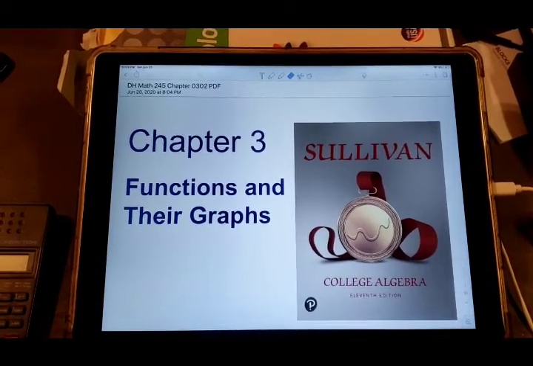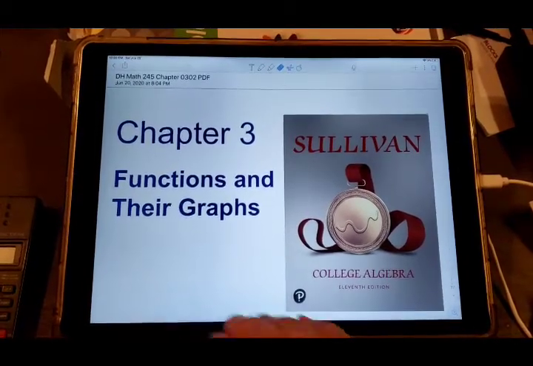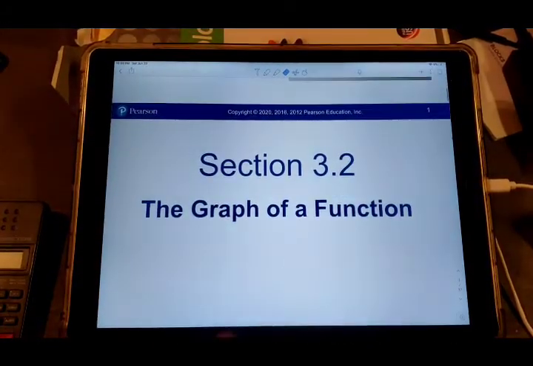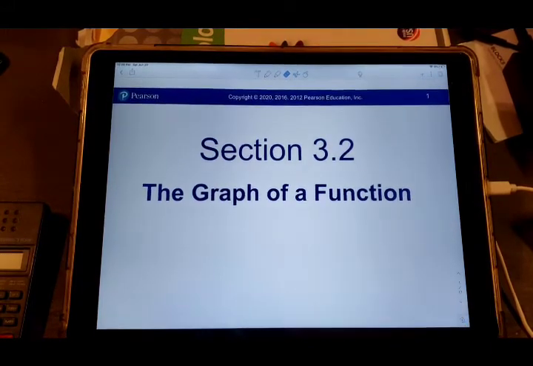All right, next video. This is chapter 3 continued. Functions and their graphs. Chapter 3. This is section 3.2, the graph of a function.